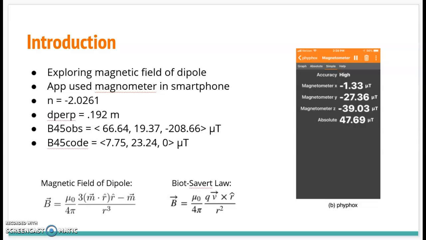So in this, we found our n to be about -2. We found d perpendicular to be about 19 centimeters. Our observed magnetic field at 45 degrees was about 66.19, -20.8 microteslas, and this is compared to a hypothetical value of about 7.7, 23.2, and 0 microteslas.